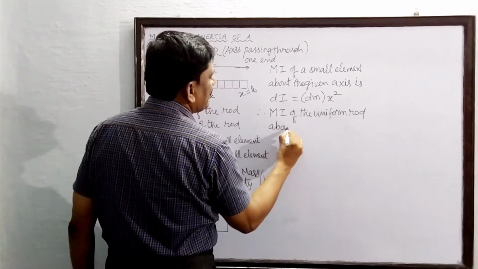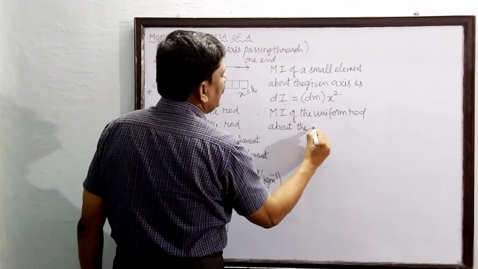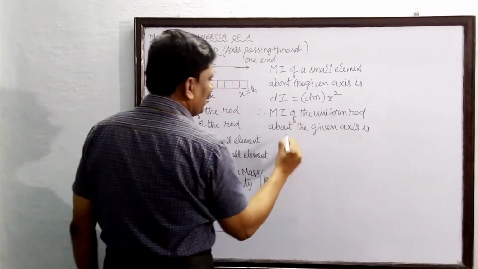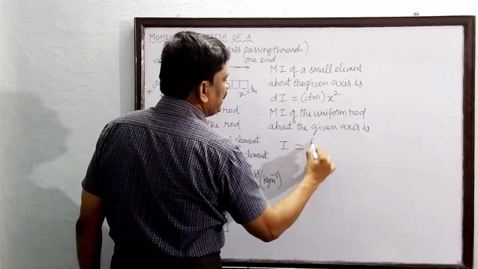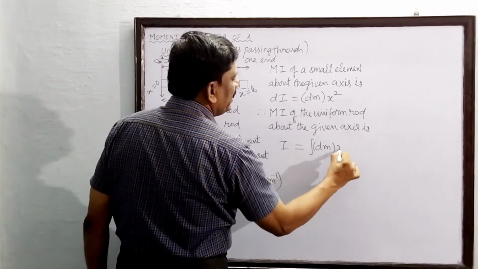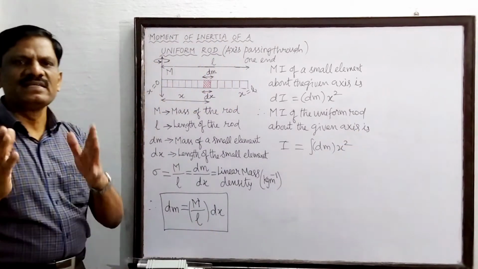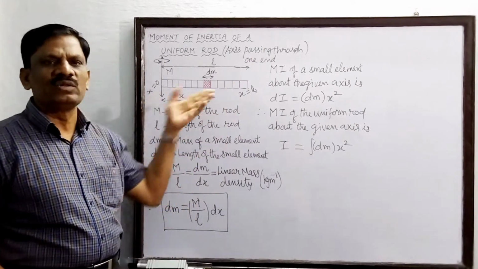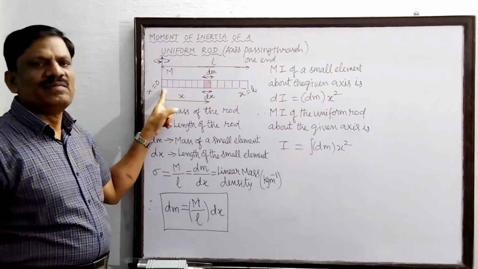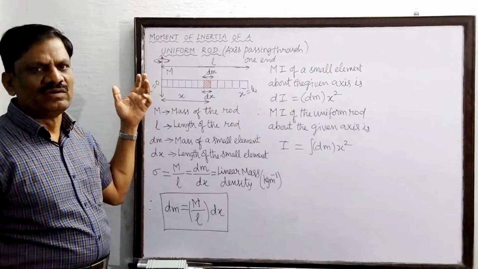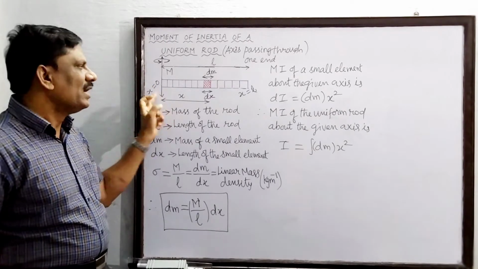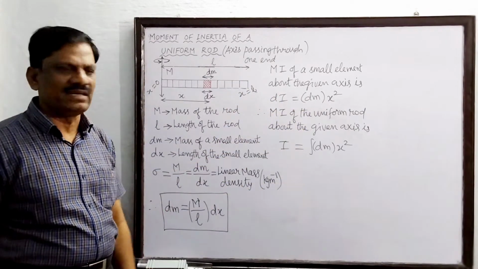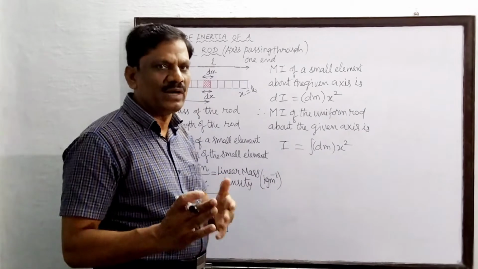Like that, now we find the moment of inertia of the entire uniform rod about the given axis which is passing through one end. That is denoted by the symbol capital I, which is equal to the integral of dm into x square, where x is the variable. x is the distance of each and every small element from one end to the other end. Since the first element which is in contact with the axis of rotation has distance x equal to 0, and the last element is at a distance L, which is equal to the length of the rod itself, the limits of the integral must be 0 and L.